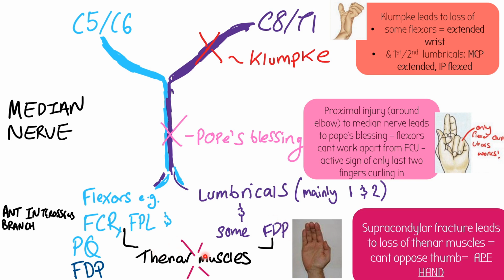So when the thenar muscles are damaged, for example in a supracondylar fracture, which might be up here, don't worry too much about the detail, that's about the post-blessing thing, but you just have to know that a supracondylar fracture will somehow damage the thenar muscles. And other things can damage the thenar muscles as well, and this can lead to ape hand.